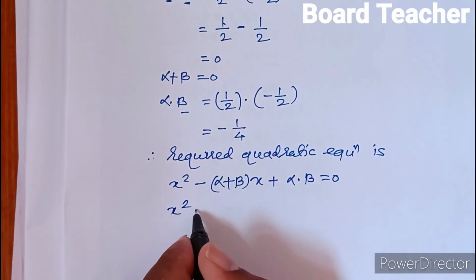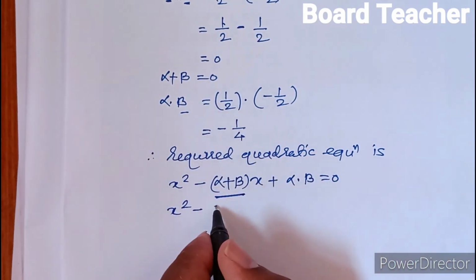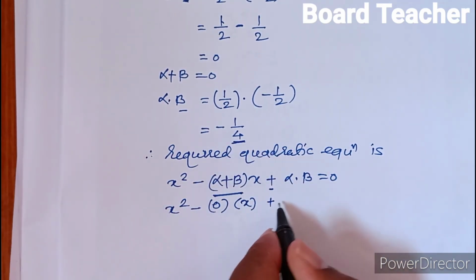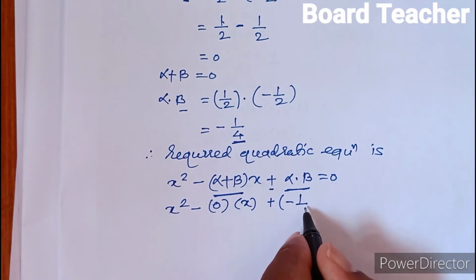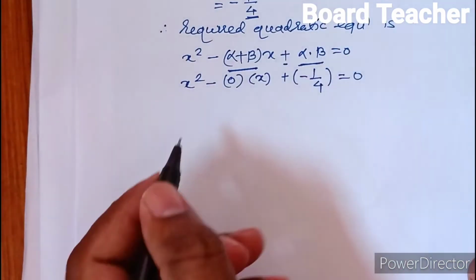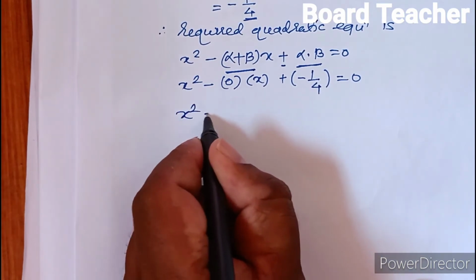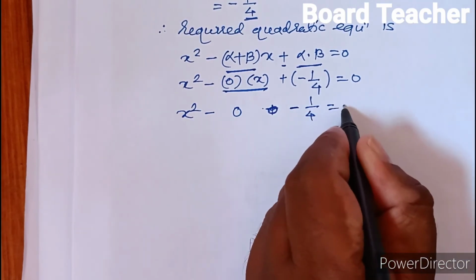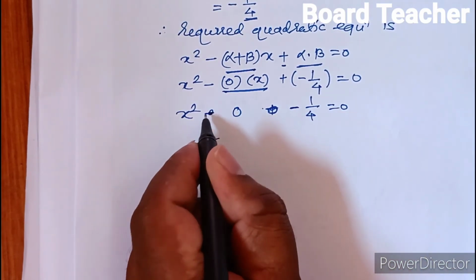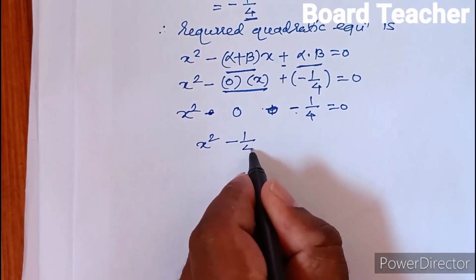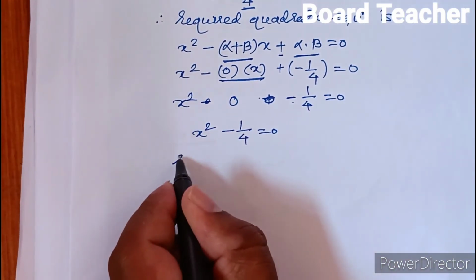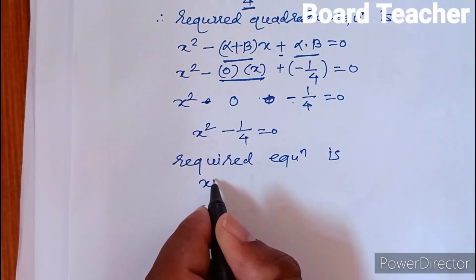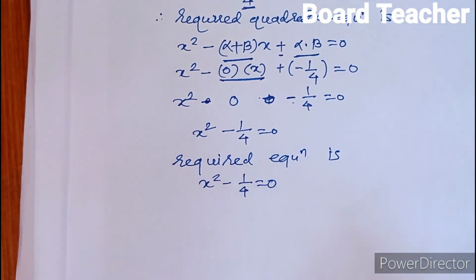That will be equal to x square minus (alpha plus beta) x plus alpha dot beta. The value of alpha plus beta is 0, and alpha dot beta is minus 1 by 4. So x square as it is, minus 0 into x, plus minus 1 by 4 equals 0. We get the required equation: x square minus 1 by 4 equals 0.